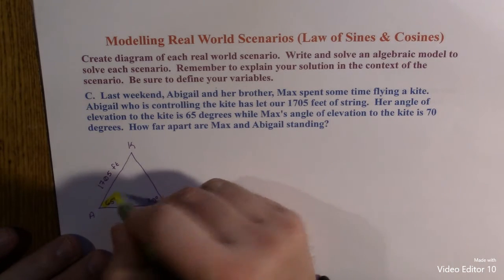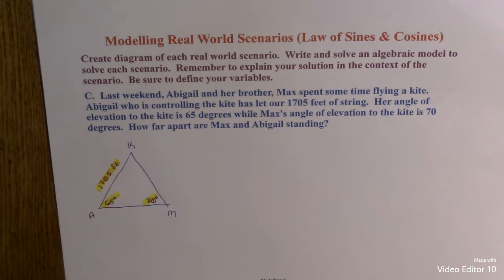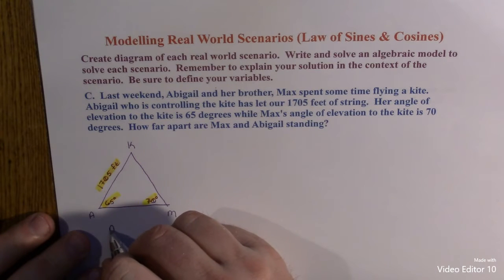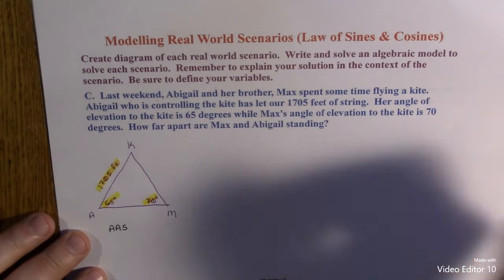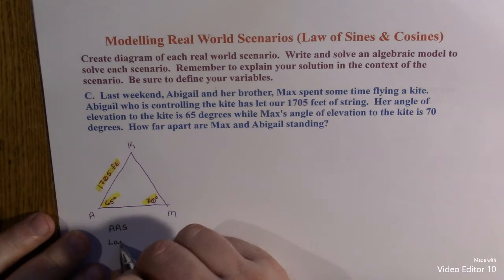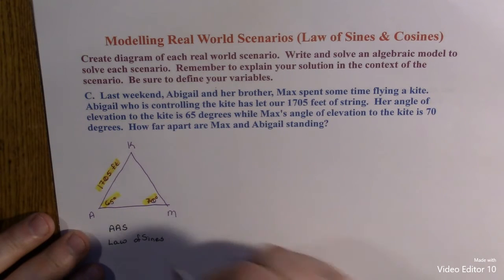Reviewing this, we see that we have 2 angles and one side that is not included between the angles. That being, it is not between the 2 angles. So this is angle, angle, side. Angle, angle, side is again law of sines. So we will be using the law of sines to solve this scenario.